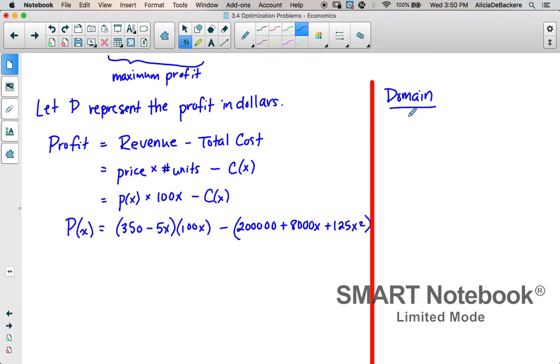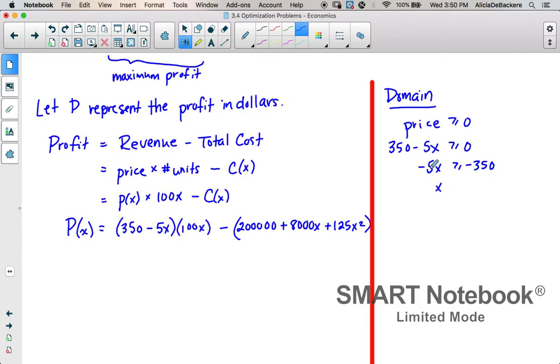So when I'm working on my domain, I'm thinking about each of these sections in my equation and if there's limitations on them. So for instance, the first one here is the price per stove. And of course, I'm never going to charge a negative price for my stove. So the price has to be greater than or equal to 0. So our price equation has to be greater than or equal to 0.